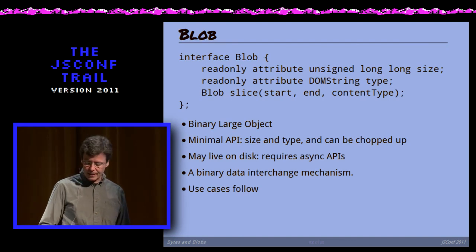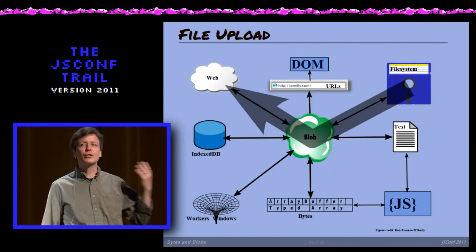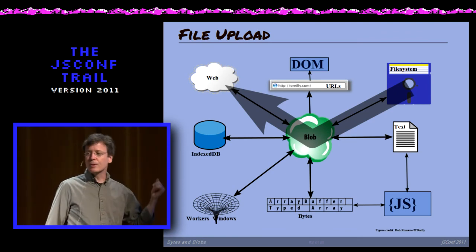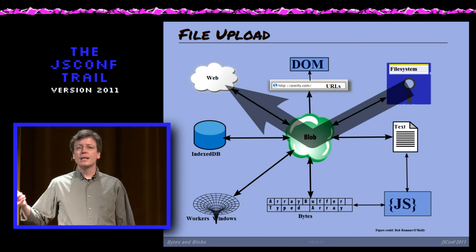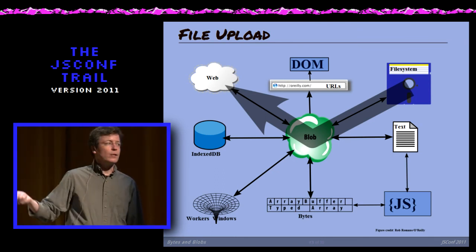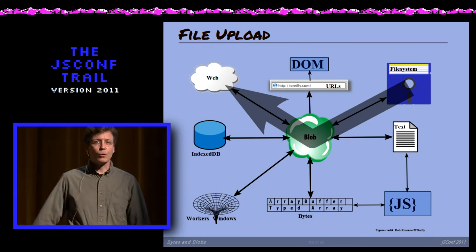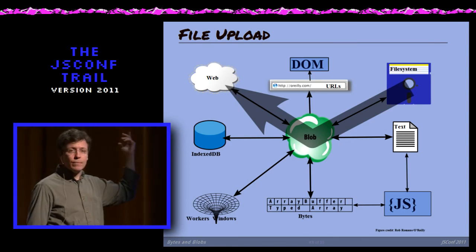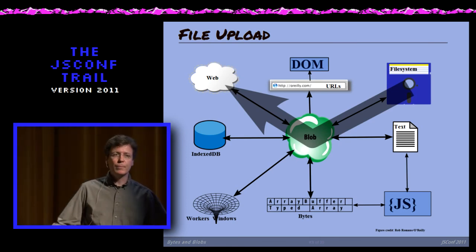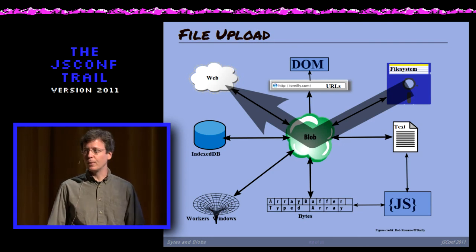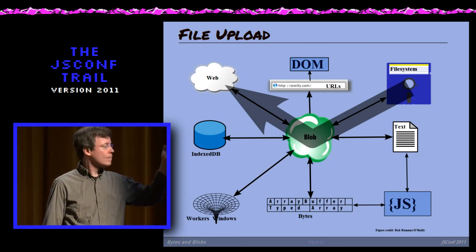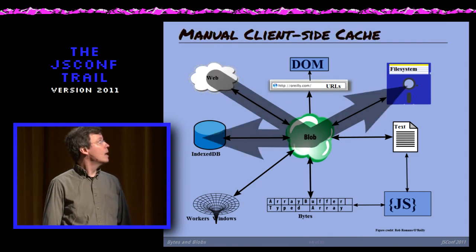And the fact that it sits there in the center of that diagram, it's the interchange mechanism for all of these other sources and sinks of binary data. So I'm going to run through a few possible use cases. Here's one where you let the user select a file from their local file system, and you get that file as a blob, and upload it to the web. So that's just a real simple thing that we might want to do today, but using these new APIs.